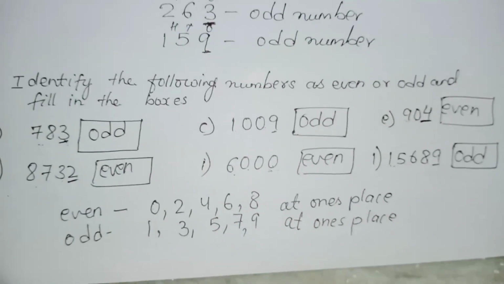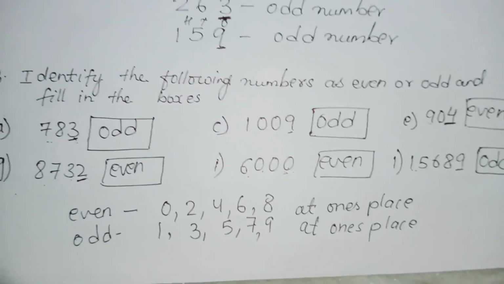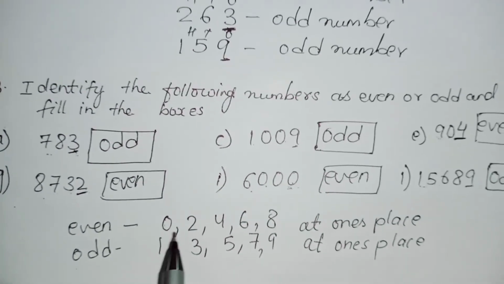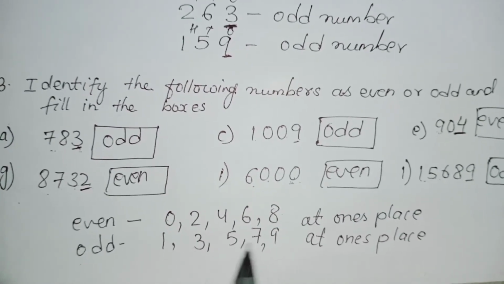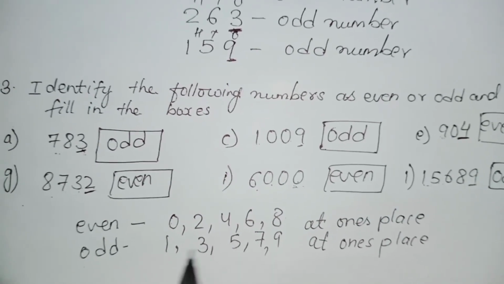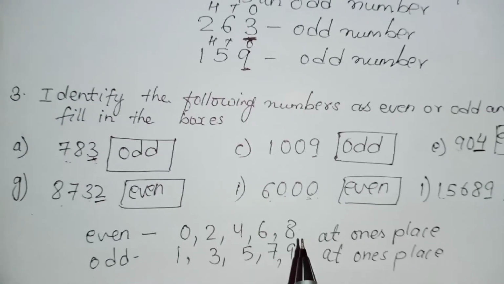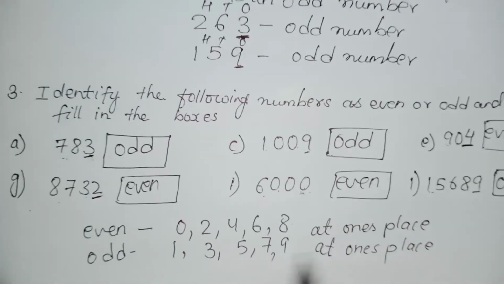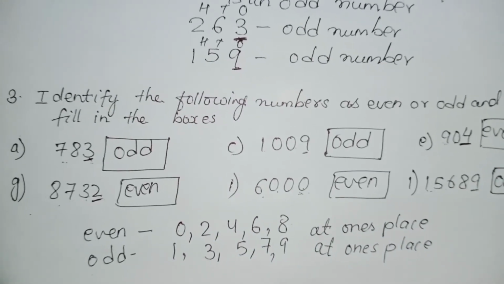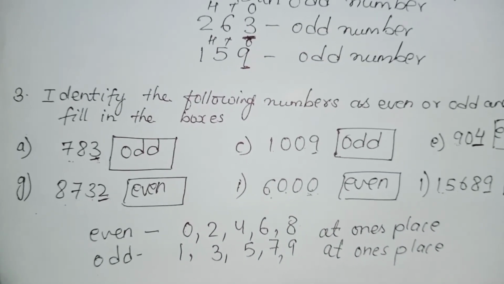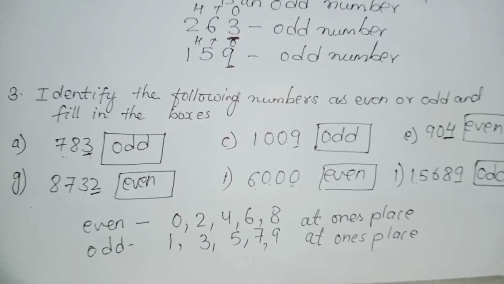So this was so easy, you know. I have taught you easily. Just remember this: if you see these numbers at ones place, that means they are even numbers, and if you see these numbers at ones place, that means they are odd numbers. So for today, up to this much. I hope you have understood. If you have any doubt, you can ask me on my WhatsApp number. If you have any doubt, I would like to clear it.